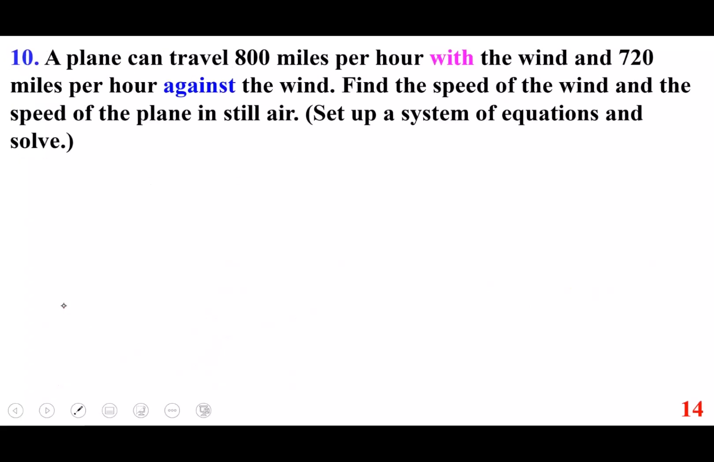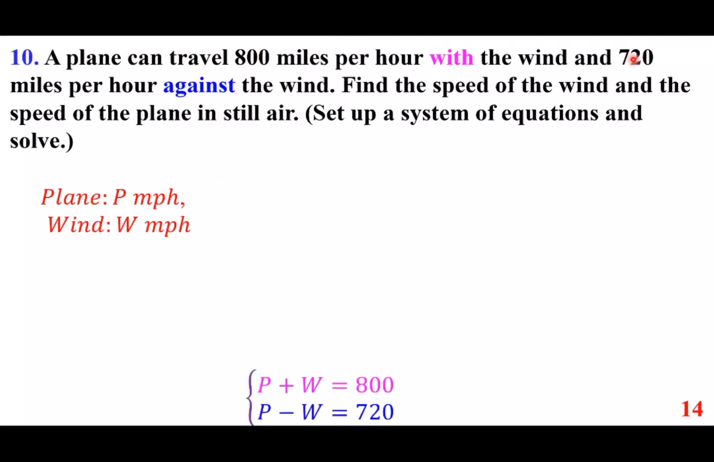A plane can travel 800 miles per hour with the wind and 720 miles per hour against the wind. Find the speed of the wind and the speed of the plane in still air. We're going to set up an equation. There's really not much you have to do here. Just define your variables. I'm going to go with the initials. P represents the speed of the plane, W the speed of the wind. And so in this case, in the same direction, we have P plus W is 800. Against each other, P minus W is 720.